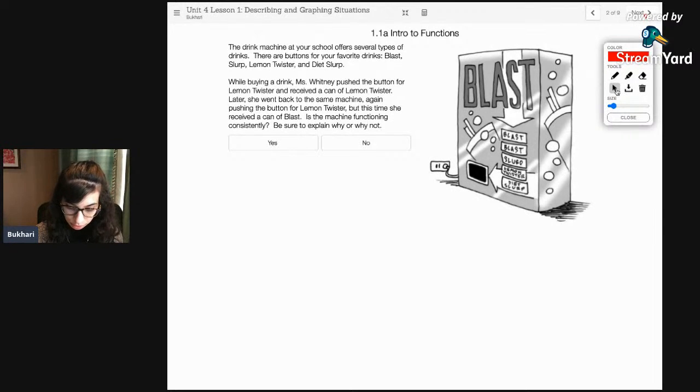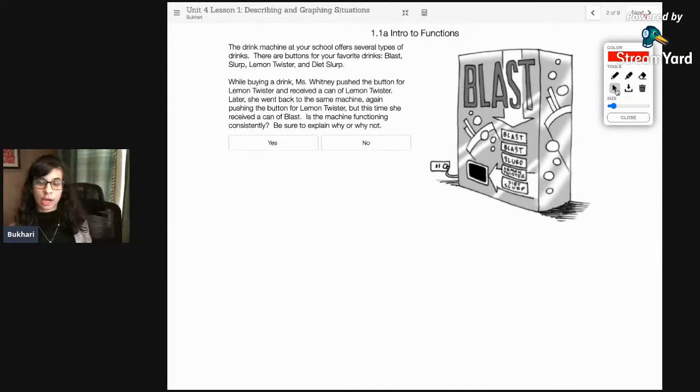So as you're reading through, the drink machine at your school offers several types of drinks. There are buttons for your favorite drinks. Think about it, when you put in your money, you always press the button. Blast, Slurp, Lemon Twister, and Diet Slurp. While buying a drink, Miss Whitney pushes the button for the lemon twister and receives a can of lemon twister. Later, she goes to the same machine and pushes that same button, and this time she receives a can of Blast. And so think about, does that make sense?